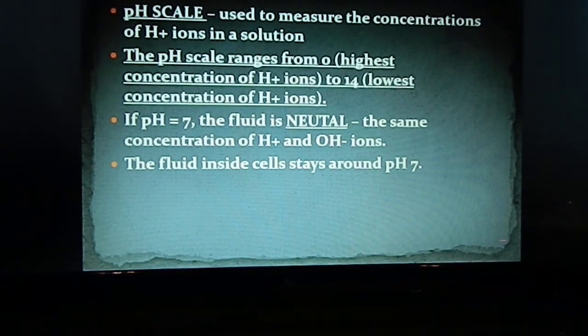So 0 to 14. In the middle is pH 7. If the fluid is pH 7, that means it's neutral. It has the same concentration of hydrogen ions and hydroxide ions. Most of the water inside cells and outside cells is pH 7.